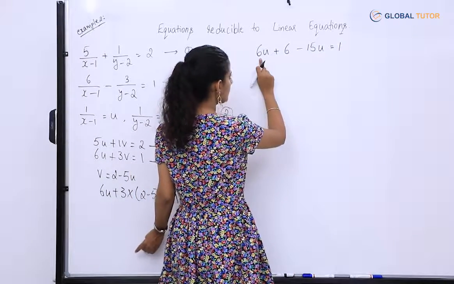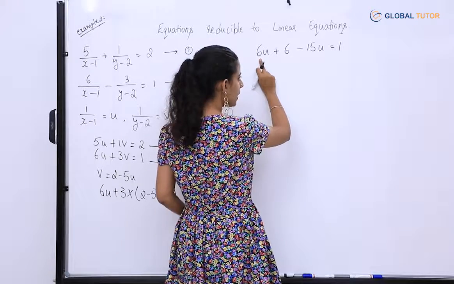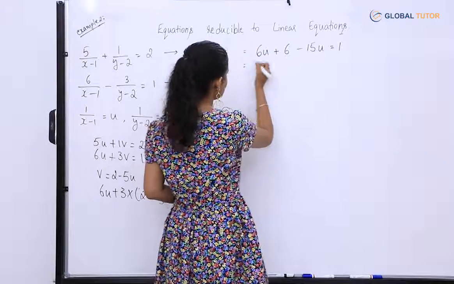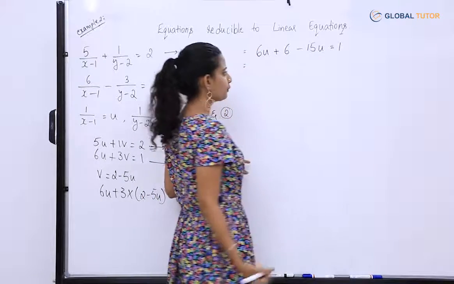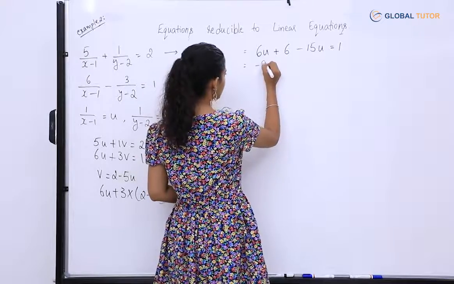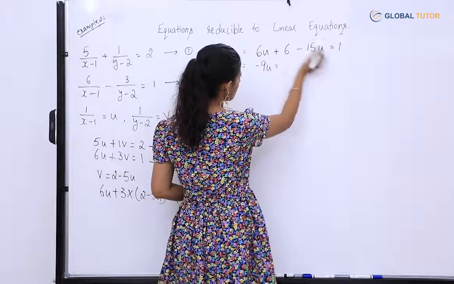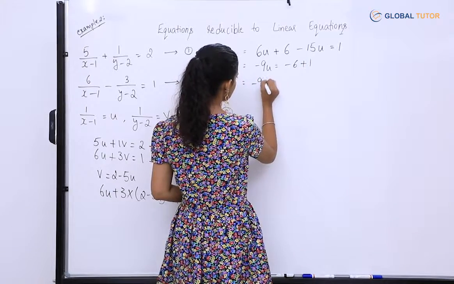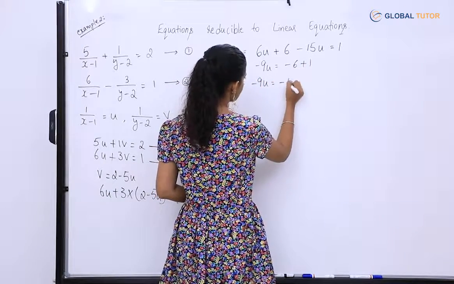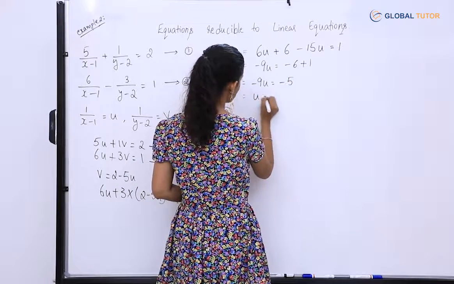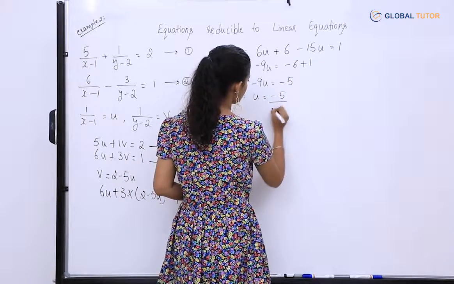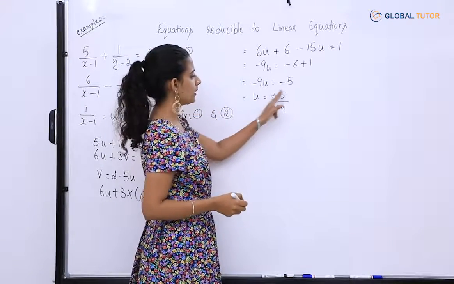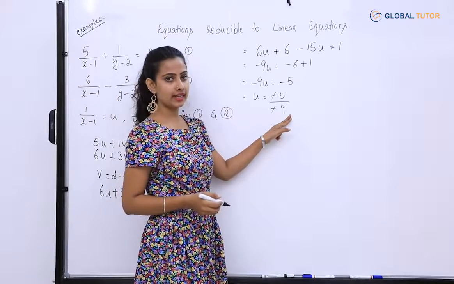Let us simplify this. 6u minus 15u will become minus 9u, which is equal to, this is minus 6 plus 1. So here minus 9u is equal to minus 5. So u is equal to minus 5 divided by minus 9. Here minus and minus get cancelled. So the u value is 5 divided by 9.